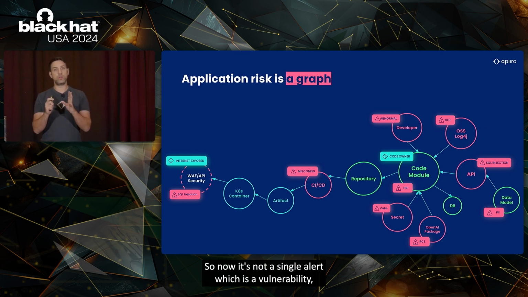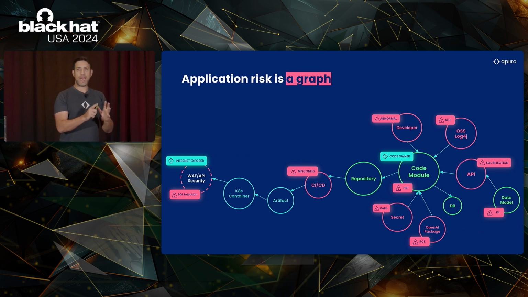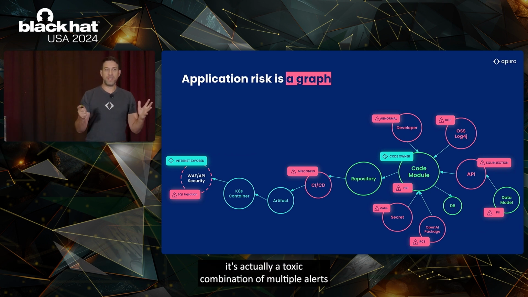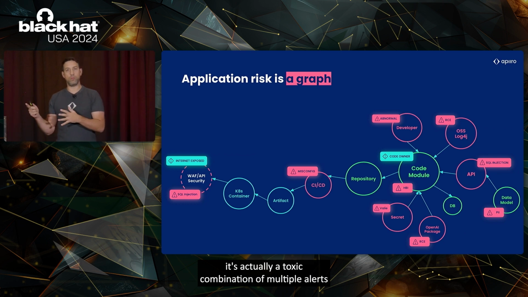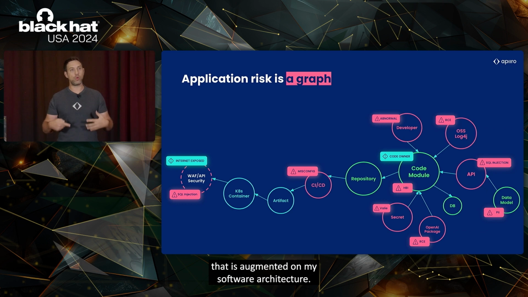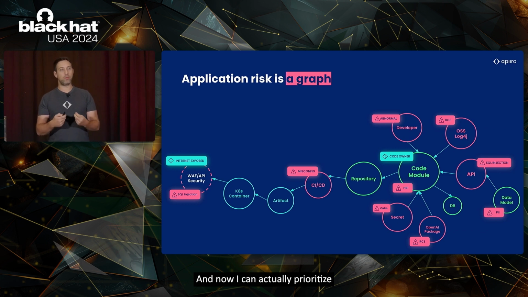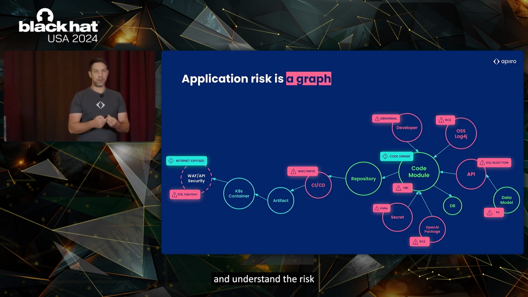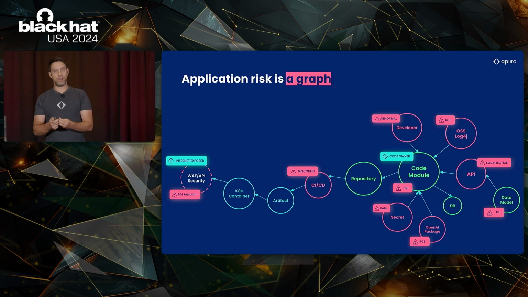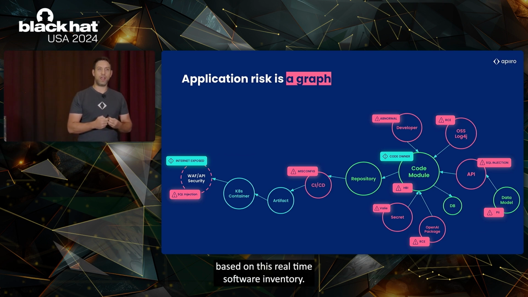So now it's not a single alert, which is a vulnerability. It's actually a toxic combination of multiple alerts that is augmented on my software architecture. And now I can actually prioritize and understand the risk based on this real-time software inventory.